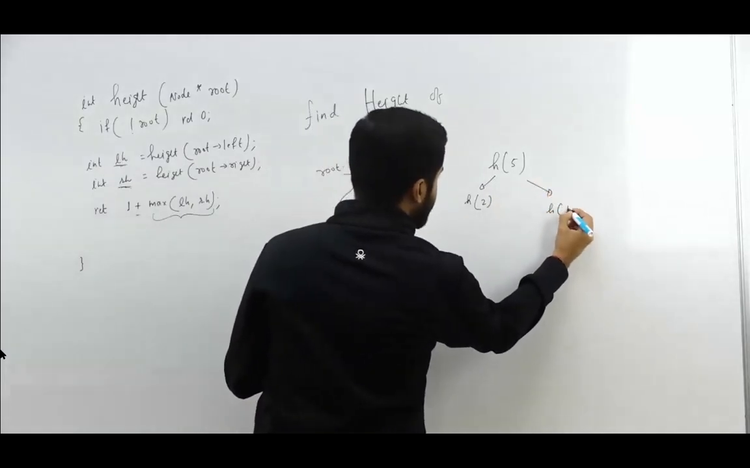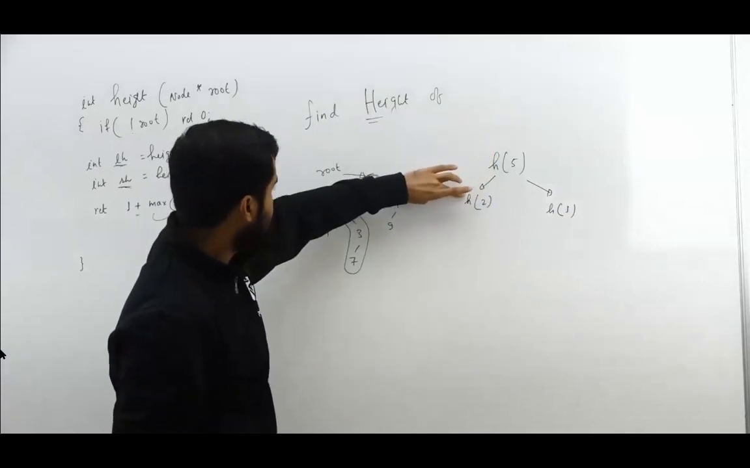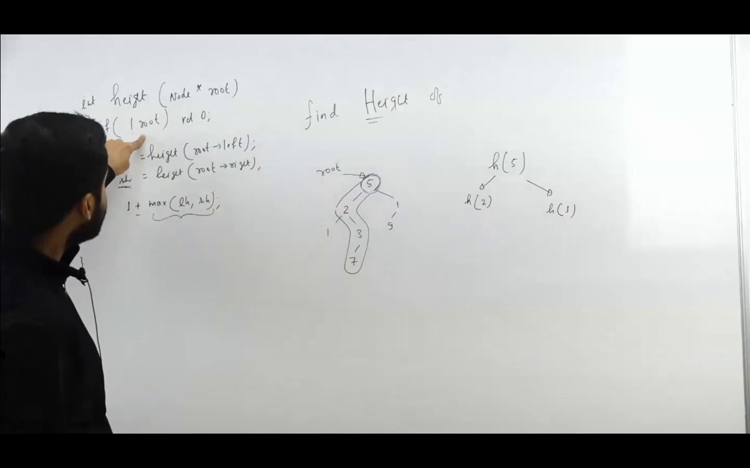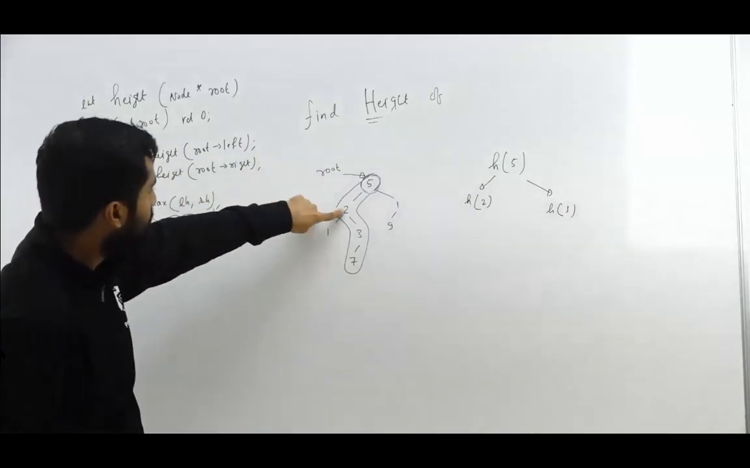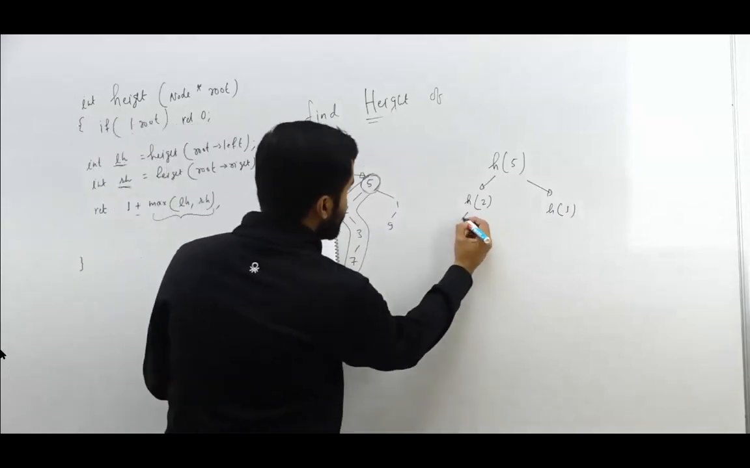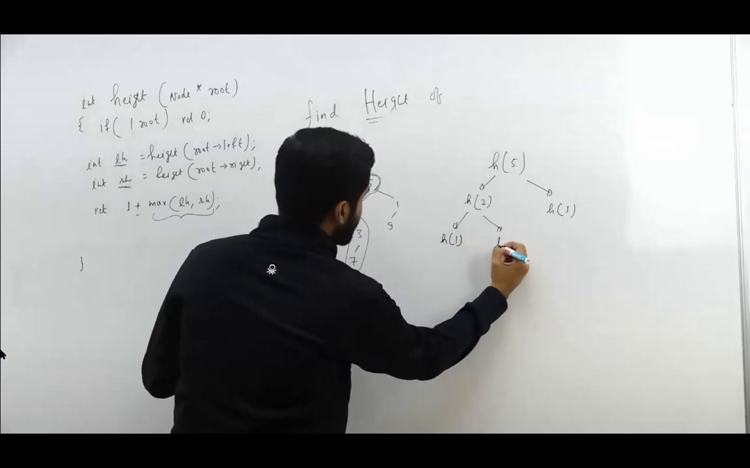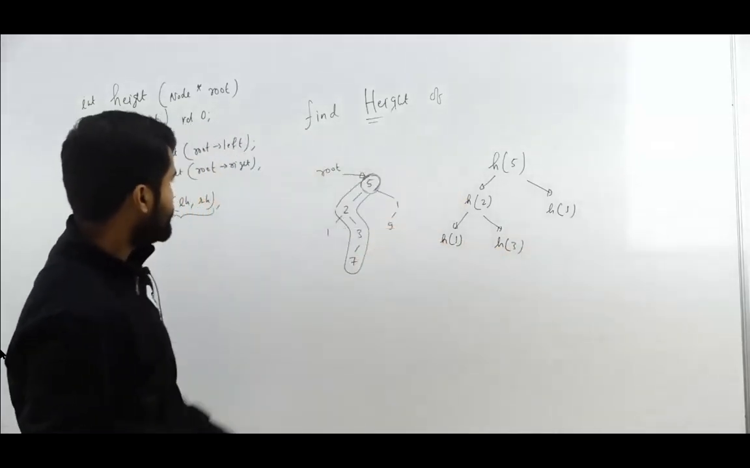Okay. Now we know how recursion works. You come from here to here. So now you are at this particular node. This particular node again is not null. So you will make a call to the left and right child of 2. The left child is 1, so you will call height of 1. And the right child is 3, so you will call height of 3. So now you will come from here to here.